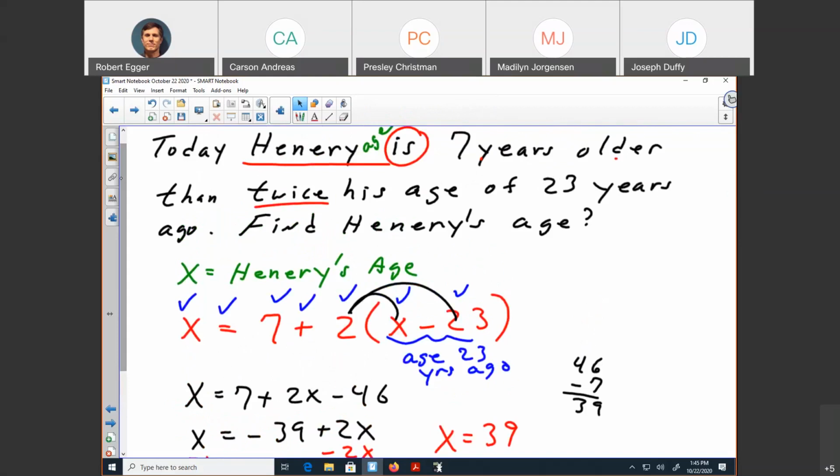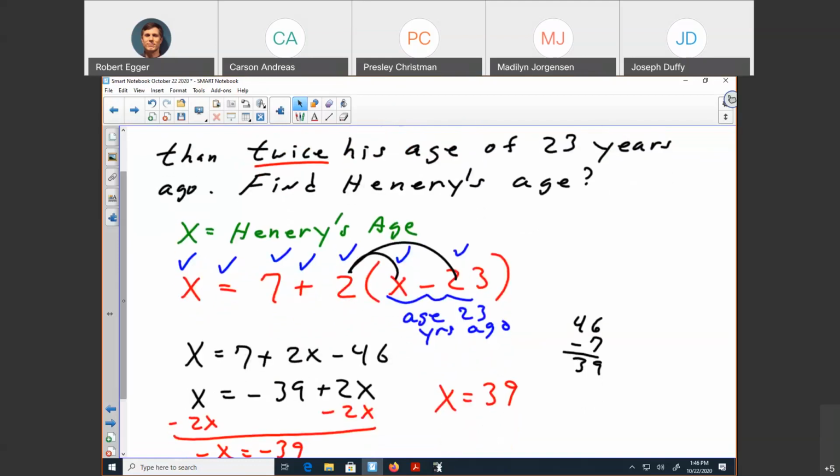So let's see. If I subtract 23 from 39, that is 16. 16 doubled is 32, and 32 plus 7 is 39. So he's 39 years old. I remember when I was 39. That was a long time ago.